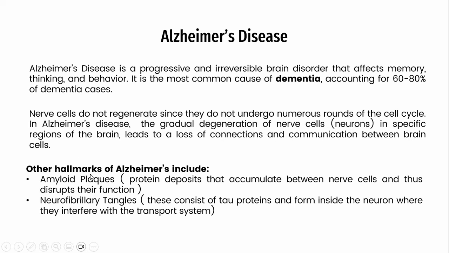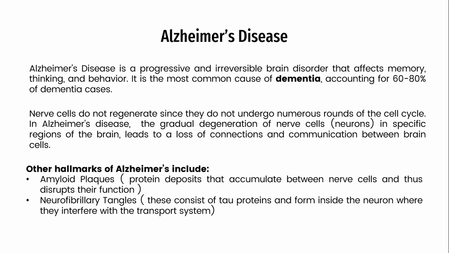Other hallmarks of Alzheimer's disease include amyloid plaques. These are protein deposits that accumulate between the nerve cells and thus disrupt their function. In the nervous system, it is very important that the synapse, which is a space between nerve cells, is kept clear of any proteins, because that is the area where neurotransmitters will come from one neuron to another to signal a downstream action. If proteins accumulate in that area, the presynaptic neuron cannot interact with the postsynaptic neuron efficiently, and that's when you get all the symptoms seen in Alzheimer's.